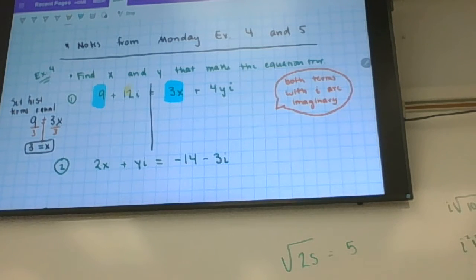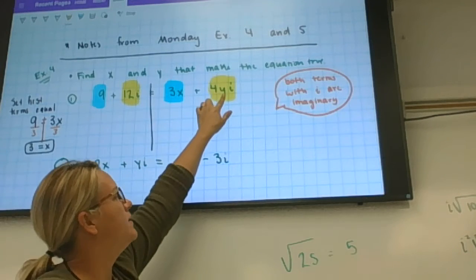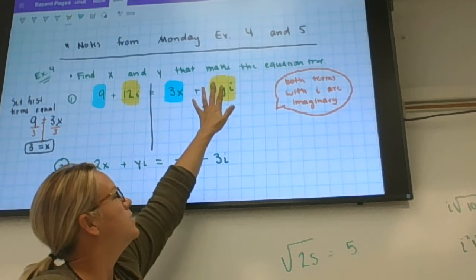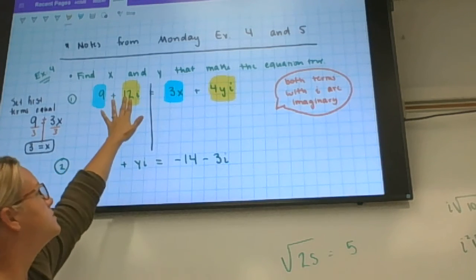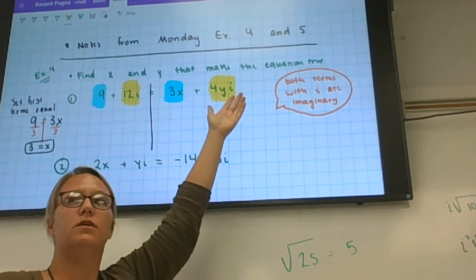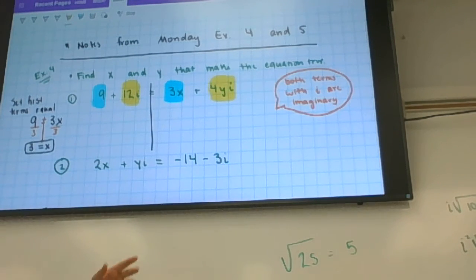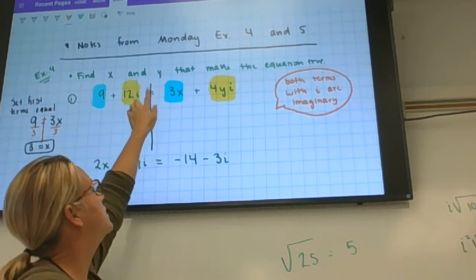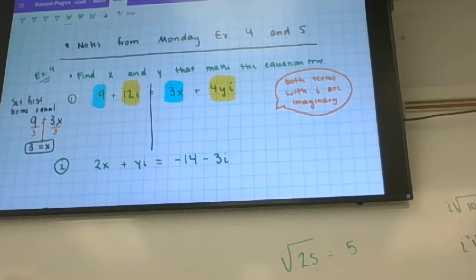Now, the 12i portion and the 4yi portion are supposed to be balanced. They're supposed to be equal. So what does y have to be if I'm really supposed to have a 12 right there? There's supposed to be a 12 in front of i. So what is y? y is also 3. You're thinking about what number here would make this equal, what would make the left and the right side the same. So you could set the second part equal.